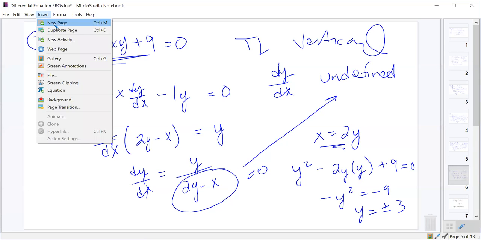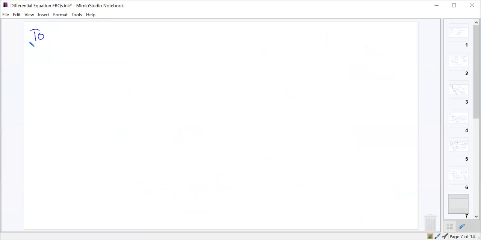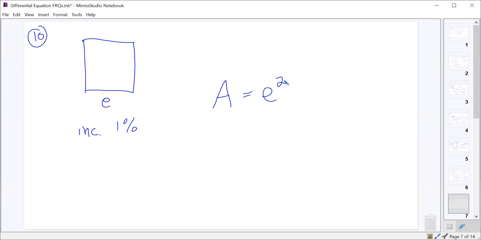Okay, cool. So number 10 says the side, and we're calling the side E for some reason, I guess for edge maybe. The side of a square is increased by 1%. Okay, so E is increasing by 1%, and we want to know how much the area will increase approximately. Well, the area is E squared.